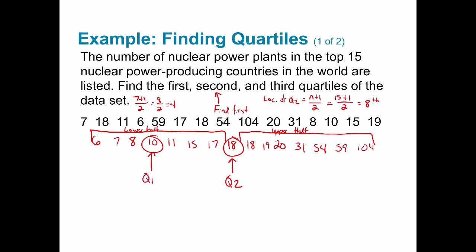And similarly, since we know we split them into two equal halves, we have 7 in the upper half also. So our fourth data value in the upper half of our data is Q3, the upper quartile.